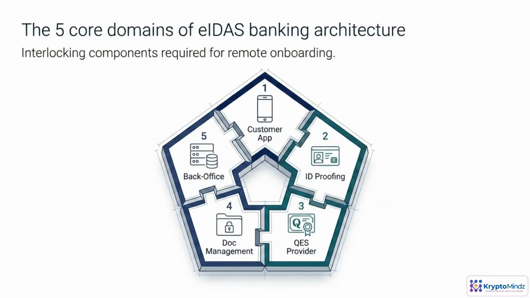For an eIDAS onboarding solution, it helps to see the design in 5 interlocking domains. First, the customer application. This is where the user journey actually happens. Second, identity proofing, confirming who the person really is. Third, the qualified e-signature provider, creating legally valid signatures. Fourth, document management, preparing, storing, and retrieving contracts and evidence. Fifth, the bank's back office, core systems that open accounts and keep records. We'll keep coming back to these domains throughout the course.